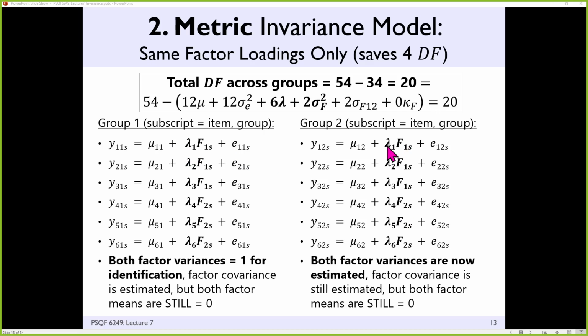That is still the most common way I see people do it, but it's incorrect because you are assuming that 1 is equal to 1, and you don't know that. There is no other alternative when you force the loading to be 1 in both groups. So if you set it up this way, if you fix the factor variances to be 1 in the reference group, then you can test all the loadings and not assume any of them are invariant.